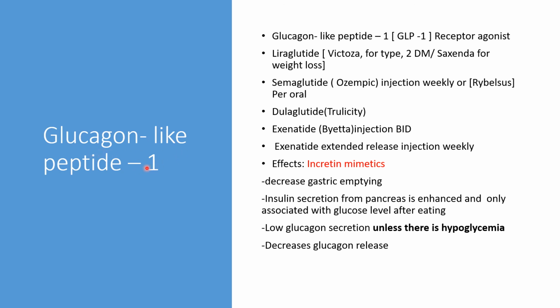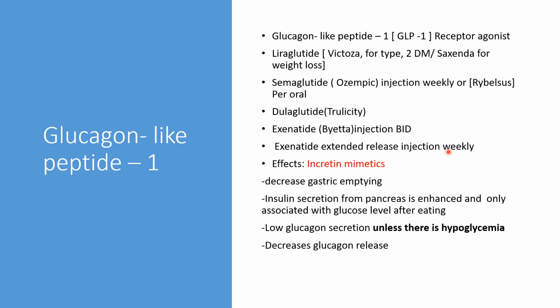Now, glucagon-like peptide 1 receptor agonists. The examples will be liraglutide, that is Victoza, for type 2 diabetes mellitus treatment, or the brand name Saxenda, if your goal is for weight loss. So, you can grab that. Semaglutide, that is Ozempic, will come in form of injection weekly, or Rybelsus, that is another brand name of semaglutide, is used orally. It depends on your goal, right? Dulaglutide is Trulicity, and Exenatide as Byetta is injectable form twice daily. Exenatide extended release injection will be given weekly.